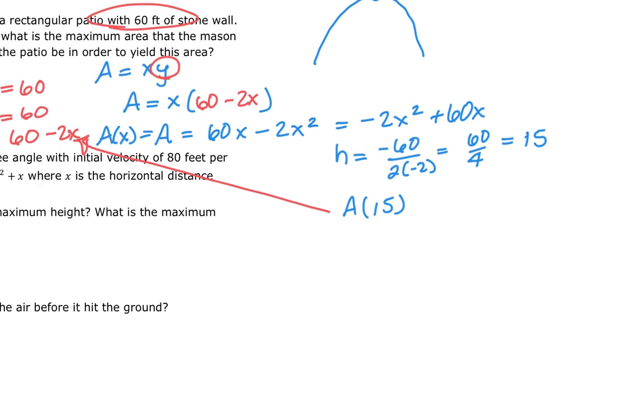So to find the y part, I'm going to do A of 15 is equal to negative 2 times 15 squared plus 60 times 15. I'm going to get my calculator out because I can't do that in my head. I wish I could. Actually, I don't wish I could. I just can't. So negative 2 multiplied by 15 squared plus 60 multiplied by 15. So my max area is 450.